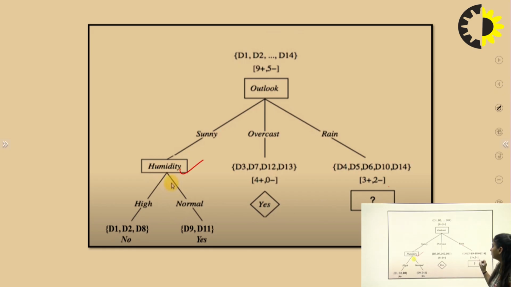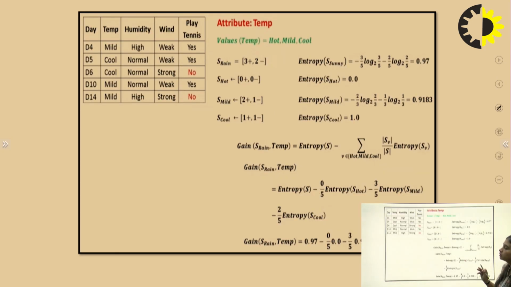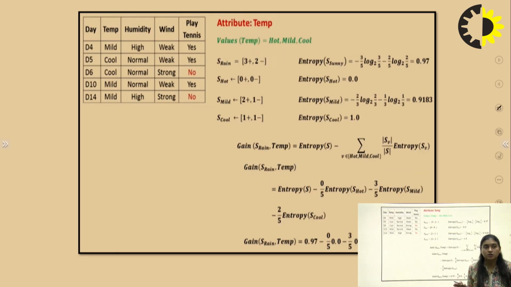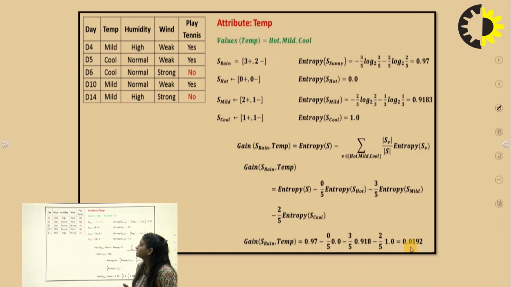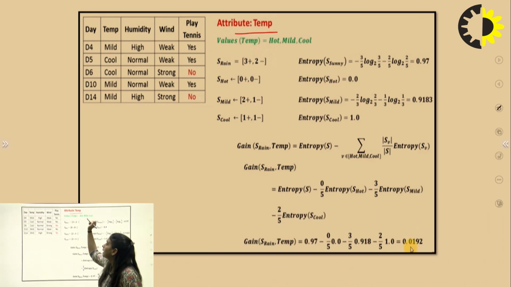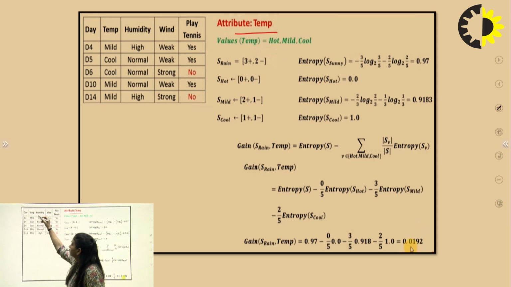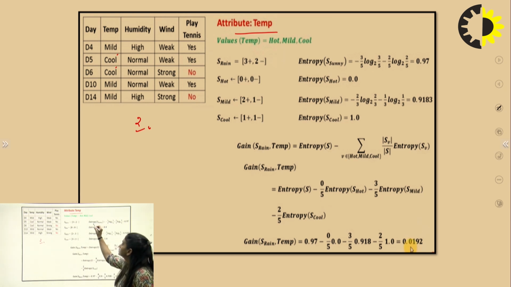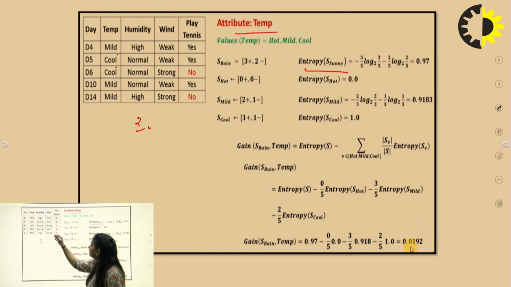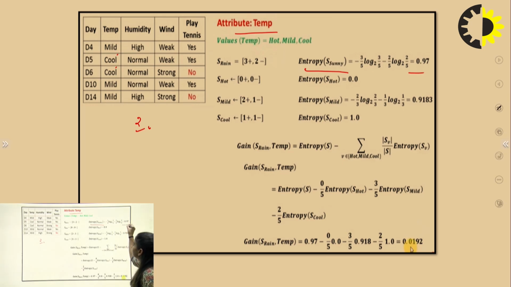Then we'll find the next attribute for this particular position. So we'll do the same calculation, finding out the gain. For example, here I'm taking attribute as a temperature. Temperature can be mild, cool. We have 2 values here. So you need to calculate the entropy for it. So entropy of S is sunny. Okay, so this we have already calculated.